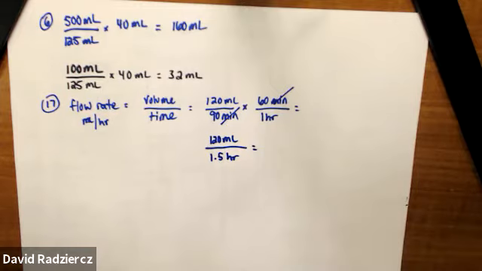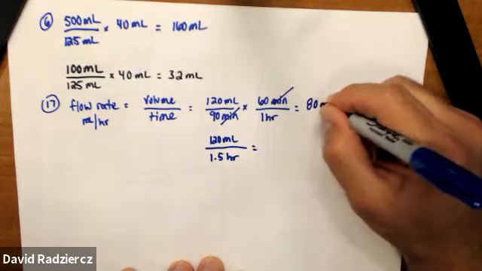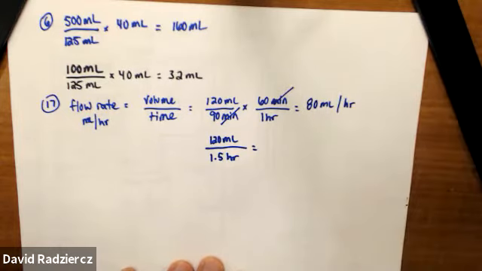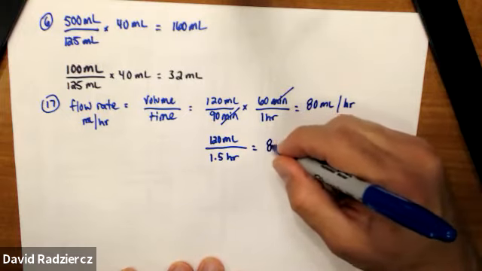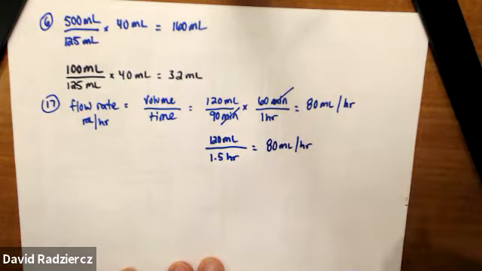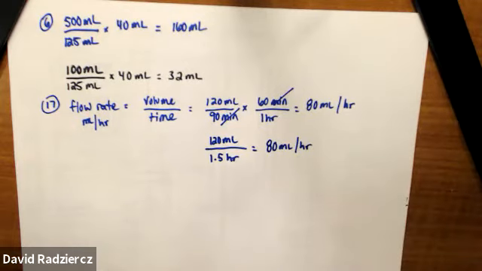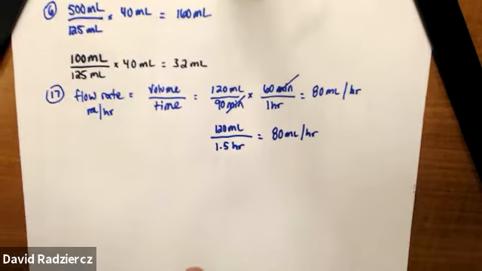So using our trusty calculator, I'm going to do the first scenario, 120 times 60 divided by 90 will give me 80 milliliters per hour. And then if I do 120 divided by 1.5, I'm also going to get the same answer, 80 milliliters per hour. Okay.